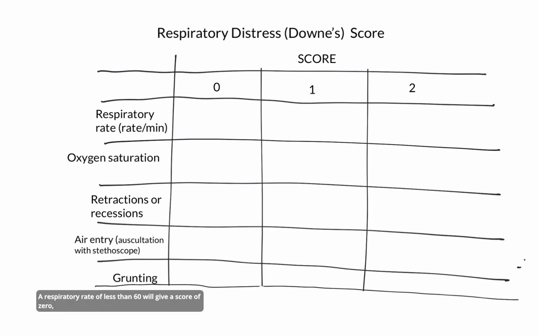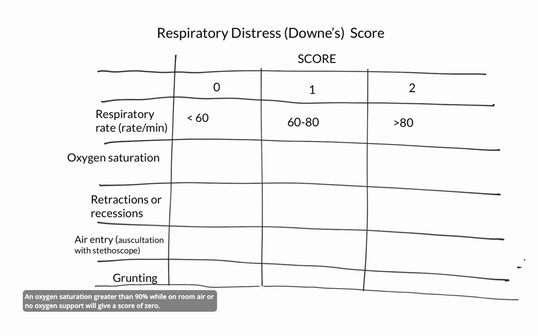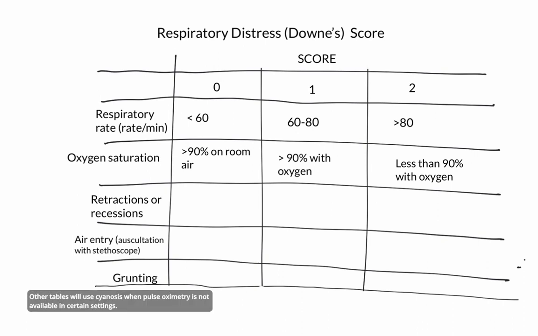A respiratory rate of less than 60 will give a score of 0. A rate of 60 to 80 will give a score of 1, and if the rate is greater than 80, a score of 2. An oxygen saturation greater than 90% while on room air or on no oxygen support will give a score of 0. However, an oxygen saturation of less than 90% while on oxygen support will give a score of 2. Other tables will use cyanosis when pulse oximetry is not available in certain settings.